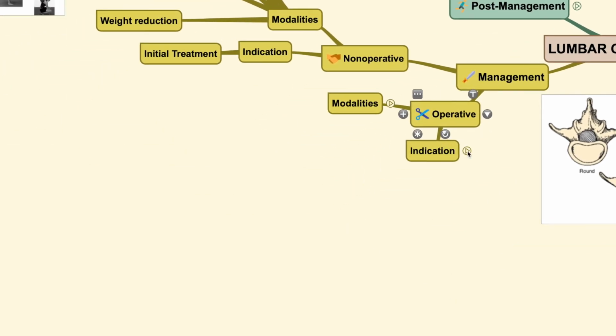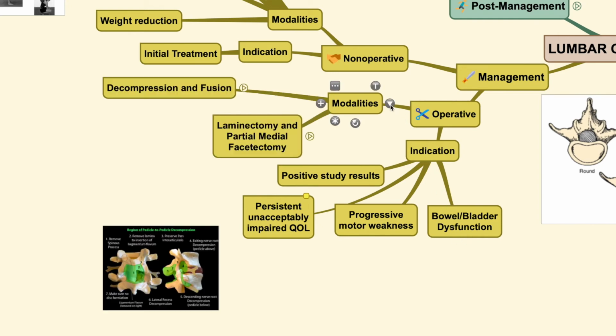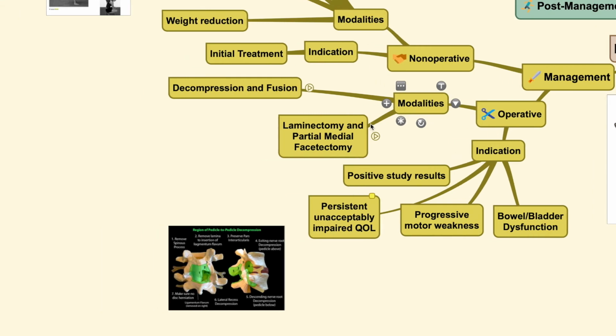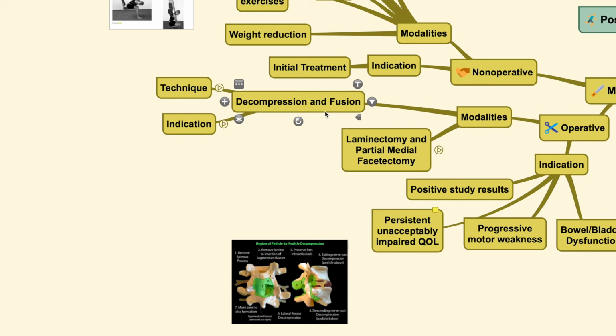Operative management is usually indicated when there are positive study results from your MRI. One of the most important indications for performing surgery is persistent, unacceptable impaired quality of life due to the pain, which may also be accompanied by progressive motor weakness or any dysfunction along the bowel or bladder. Now, modalities differ according to the surgeon and the clinical condition, but generally they could include decompression along with fusion of the spine.